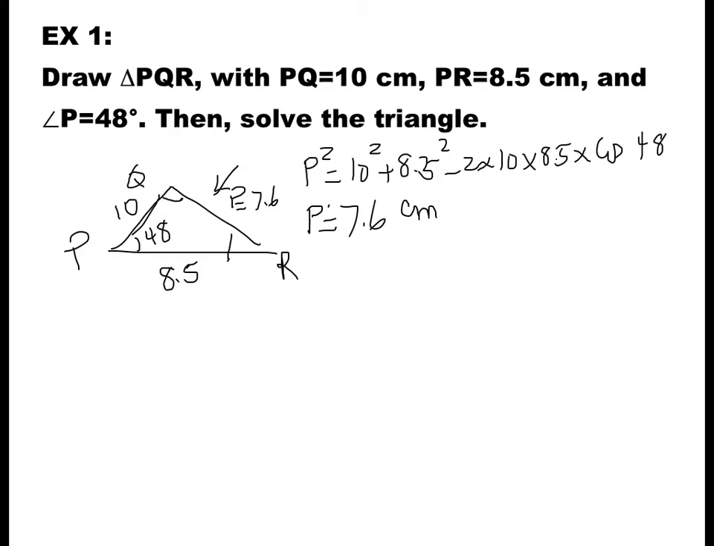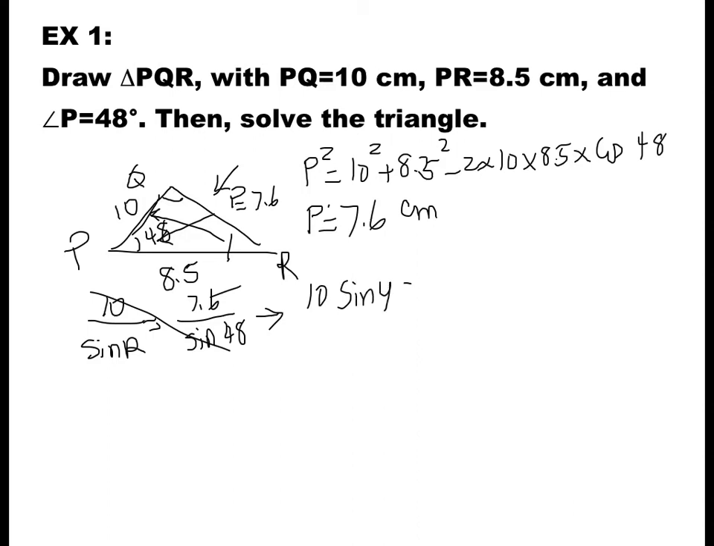So to write the sine law for angle R, I'm going to write the side in front of angle R, which is here, which is 10, divided by sine R, is equal to any other side. Let's say I take P, which is 7.6, and the angle in front of it. So I'm going to say 7.6 divided by sine 48. Now, to find sine R, I'm going to crisscross. I'm going to multiply these two together. So I get 10 sine 48 is equal to 7.6 sine R.